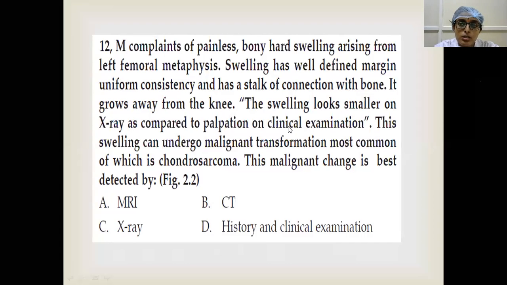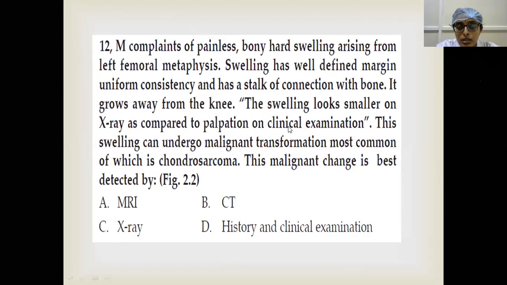So here the question is: a 12-year-old male patient complains of a painless, bony hard swelling which is arising from the left femoral metaphysis. The swelling has a well-defined margin and uniform consistency, and has a stalk of connection with the bone. It grows away from the knee. The swelling looks smaller on X-ray as compared to palpation on clinical examination.